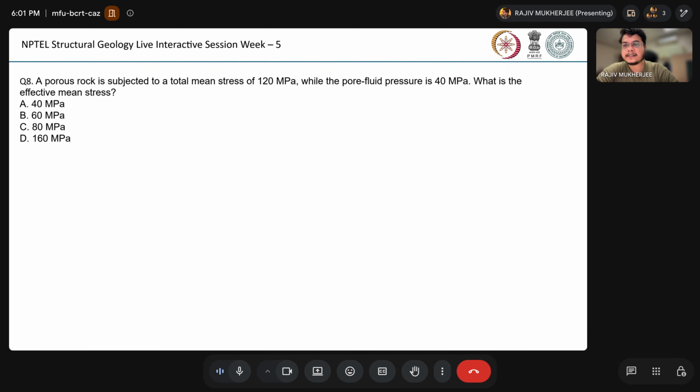Question number 8. So a porous rock is subjected to a total mean stress of 120 megapascal, while the pore fluid pressure is 40 megapascal. So what is the effective mean stress? Option A 40 megapascal, option B 60 megapascal, option C 80 megapascal, and option D 160 megapascals.